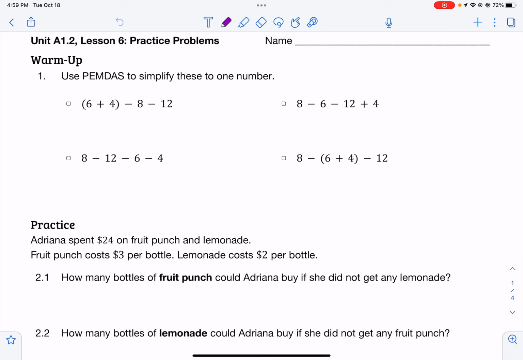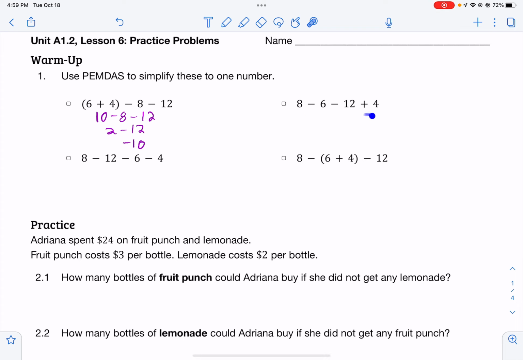So here we have 6 plus 4 in parentheses. So that's 10. One more left with minus 8 minus 12. 10 minus 8. Now we are just left with minus 12. We're just left with subtraction, so we'll do that left to right. 10 minus 8 is 2. Minus 12 is negative 10.